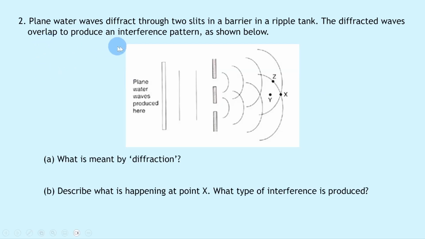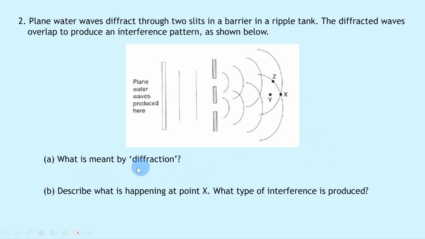Question 2 says plain water waves diffract through 2 slits in a barrier in a ripple tank. The diffracted waves overlap to produce an interference pattern as shown below. So here we've got plain water waves produced, and these are incident on a double slit, i.e. 2 gaps in this barrier, and we've got this interference pattern produced with the points labelled X, Y and Z. And part A says what is meant by diffraction.